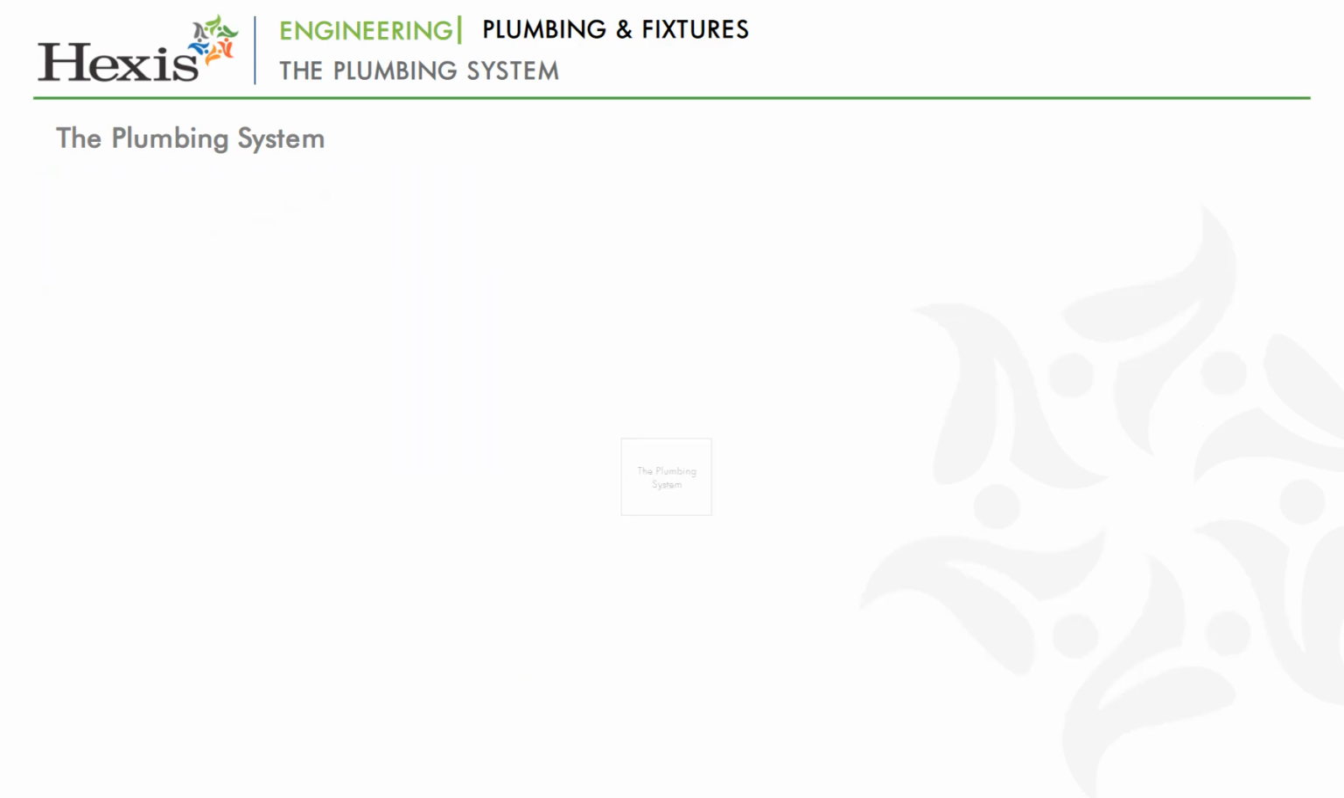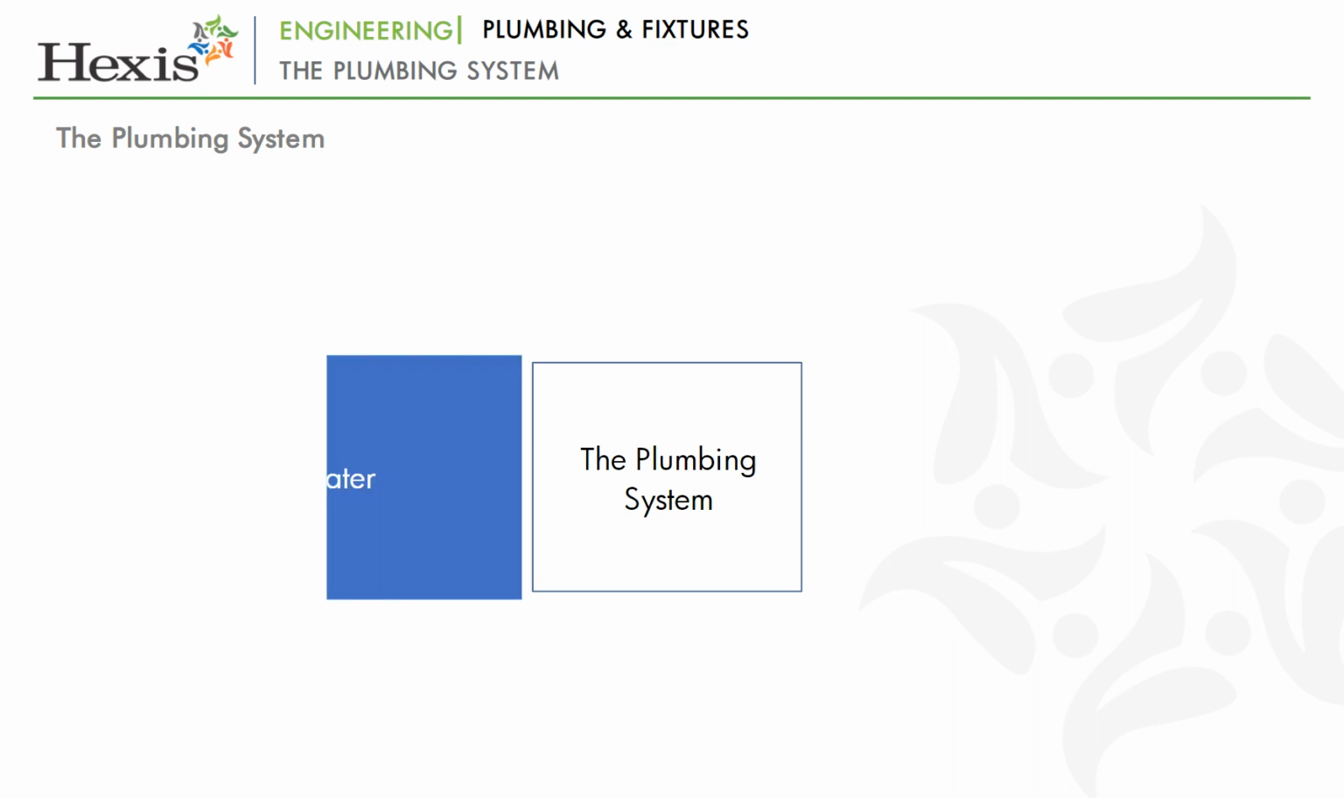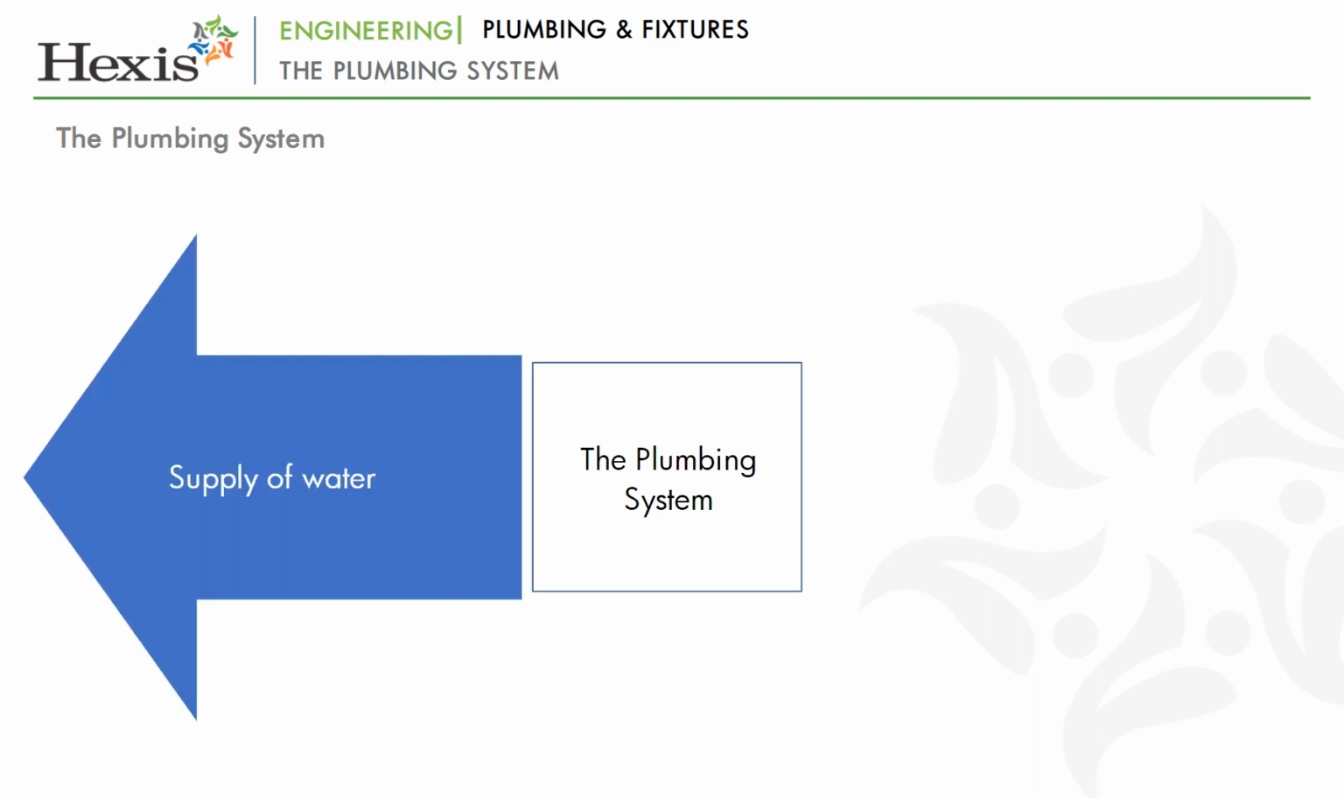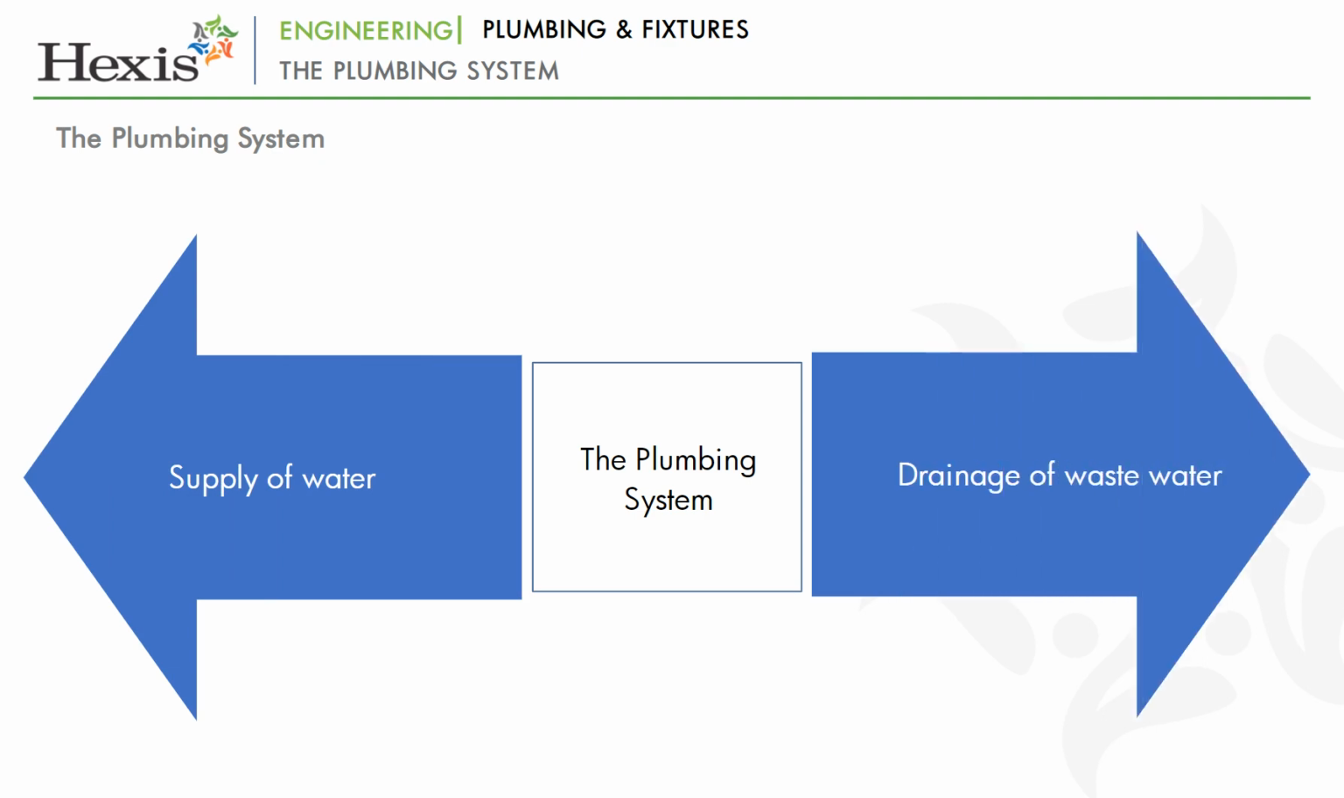Now, let's try to understand the plumbing system in greater detail. Essentially, the plumbing system comprises two distinct parts. First, supply of water, domestic or flushing. Second, drainage of used or waste water.